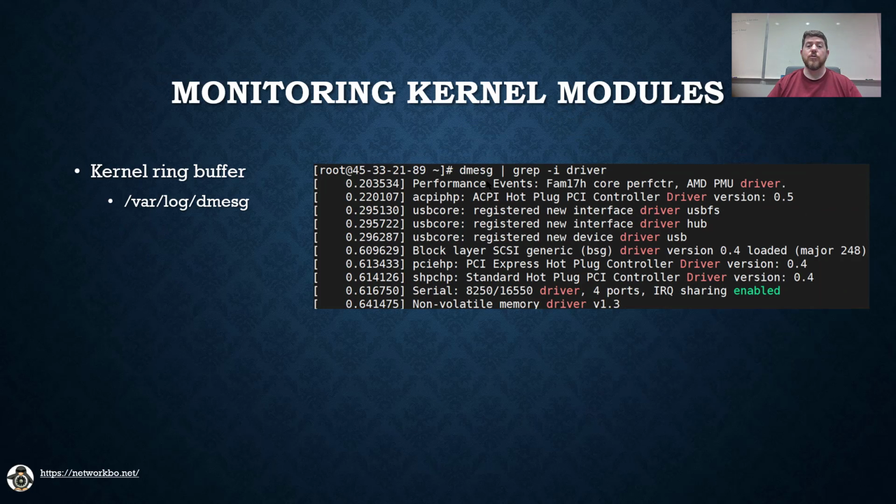The example on your screen is dmesg being run on a CentOS, and here I piped it to grep -i driver, for case-insensitive, regardless of capitalized or lowercase driver, and those are the results from there.